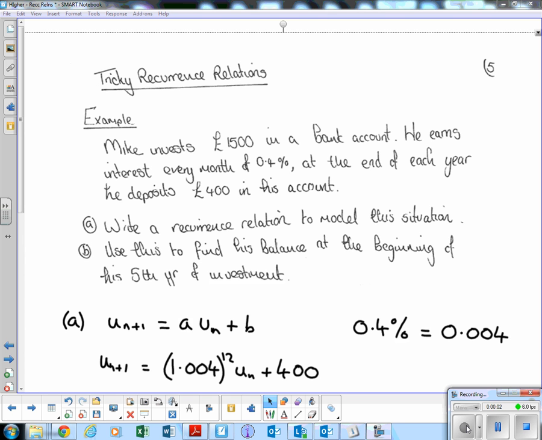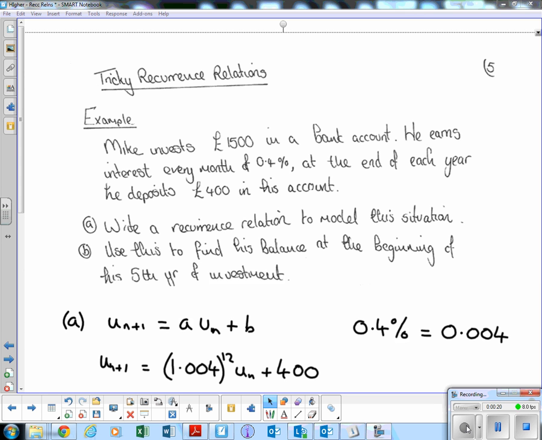SQA Higher Maths Recurrence Relations topic. We are going to look at some harder recurrence relations in lesson 5 today. So similar to what we have been doing, but just a little bit more of a problem solving aspect to it, just a little bit different from a sort of normal bog standard question, I suppose.